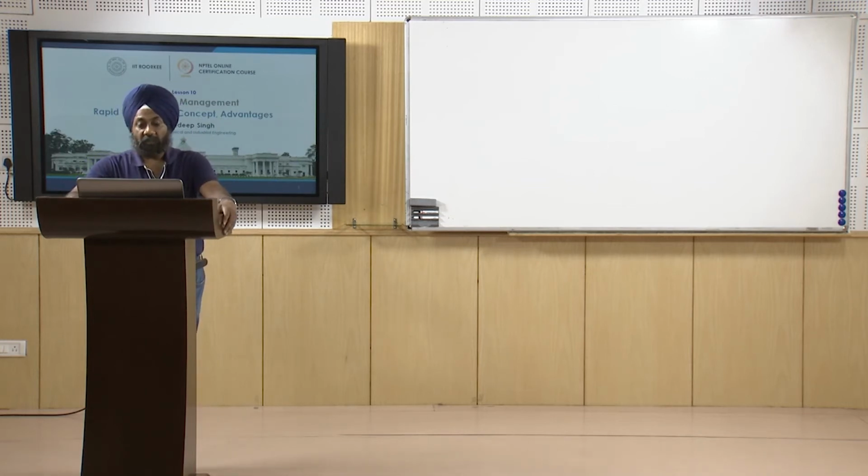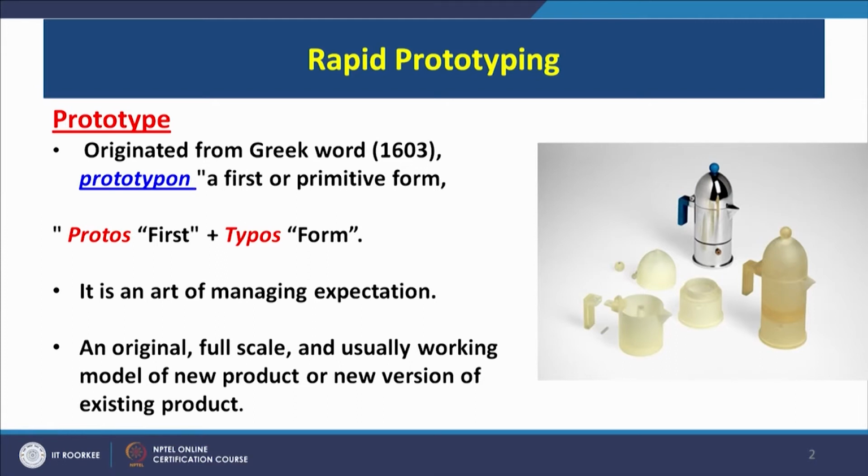On your screen you have the meaning of prototype. Prototype basically originated from the Greek word prototypon, in 1603, meaning a first or primitive form. So prototypon is a Greek word, and from there it is the first or the primitive form.